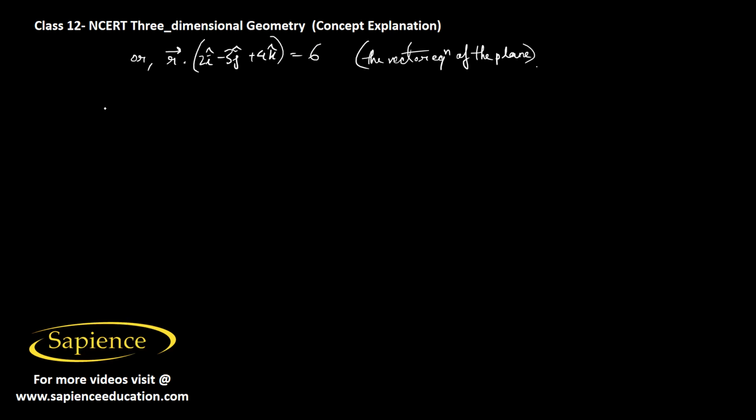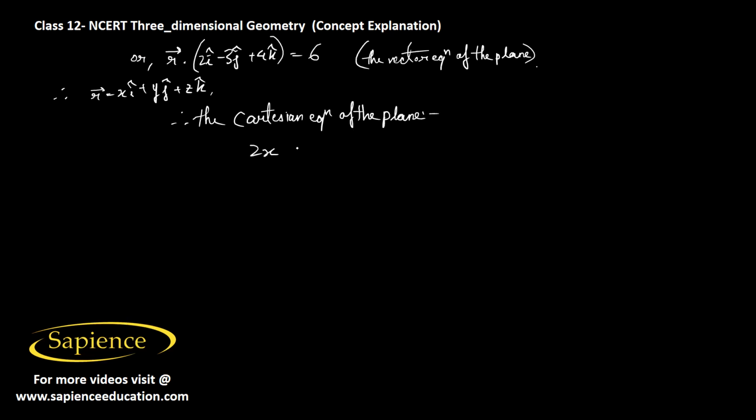And we need to find the Cartesian equation also. Therefore, r vector is obviously xi cap plus yj cap plus zk cap. So if we take the dot product of this, then the Cartesian equation of the plane will be 2x minus 3y plus 4z equal to 6. So this is the Cartesian equation. So these are the two answers. Thank you.